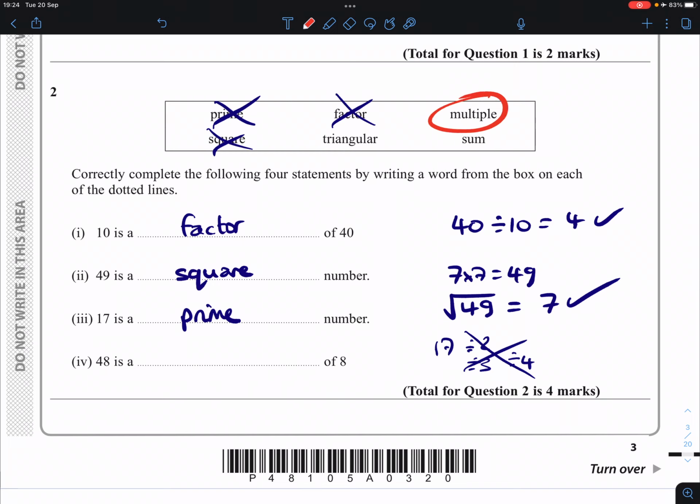Multiple is the one that's left. In other words, is it on its times table? So if you look at your 8 times table, 6 8s are 48, which gives us 48 is a multiple of 8. And that is us done.